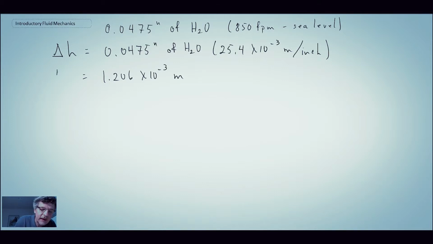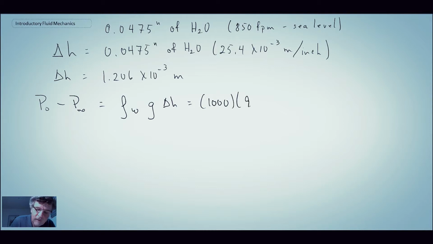So we get our delta H. We can then take that and equate that to the difference between the total pressure tap and the static pressure tap. In order to do that, we have to convert inches of water into a pressure. So that's rho of water, g, delta H, plugging in the values. We get 11.84 pascals. So that's a low pressure, but that's what we're getting.